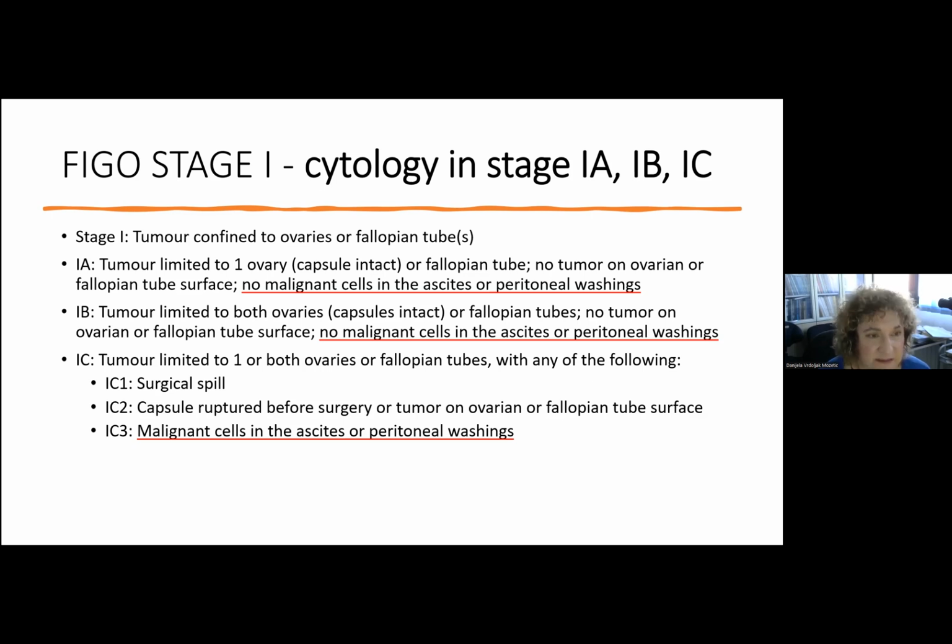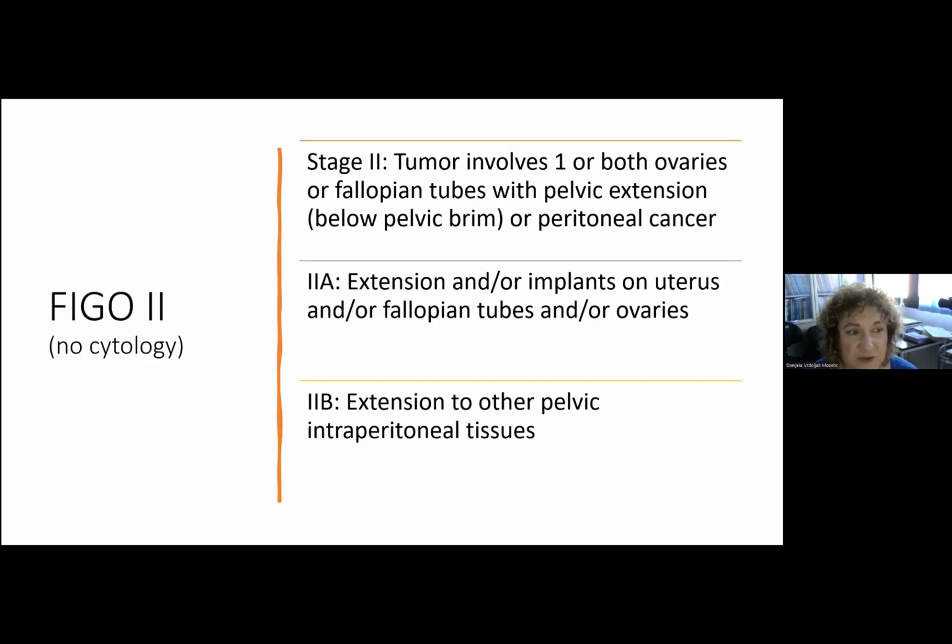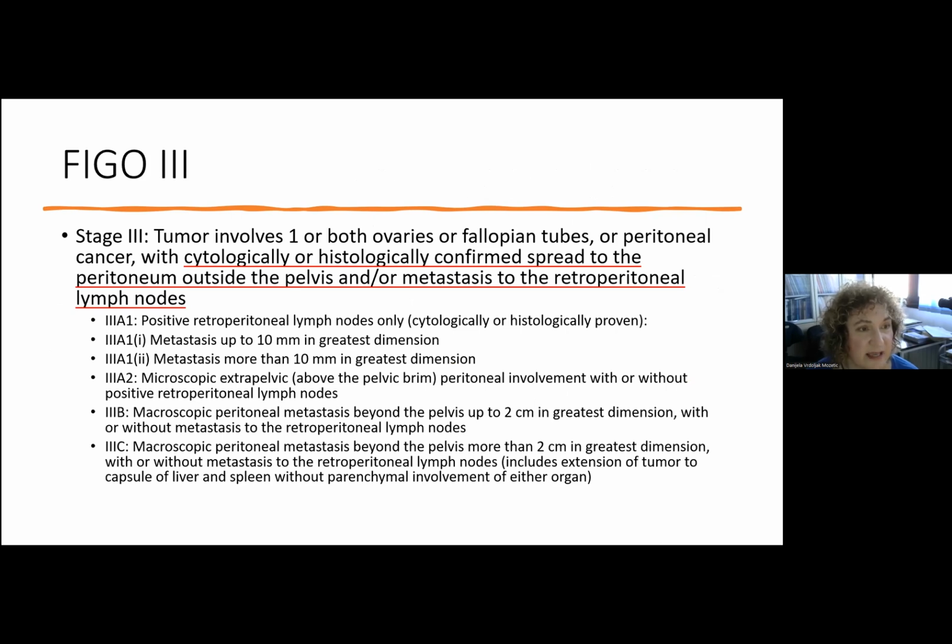So you have to be certain, you have to analyze all material that you receive to say that it is negative. So 1B is the same, with tumor limited to both ovaries, and 1C, 1C3 is when you have malignant cells in the ascitic or peritoneal washings. So this is the most important place for cytology for the staging of the tumors of the ovaries. In stage 2, we don't have any cytological analysis that is included, so we will move to FIGO 3 stage.